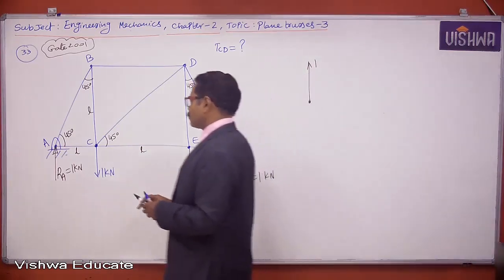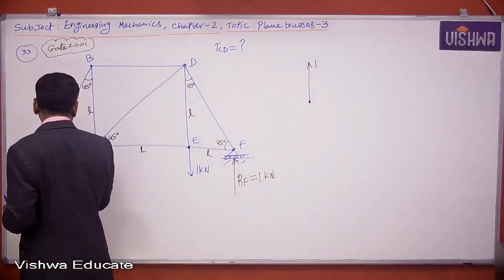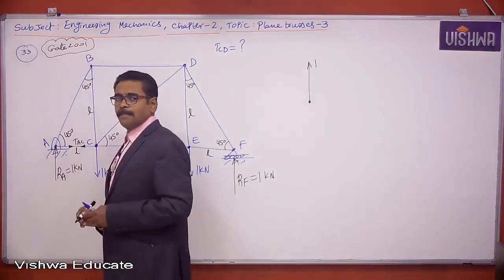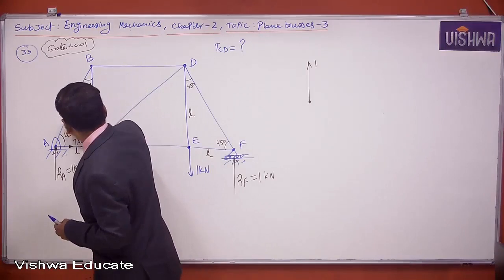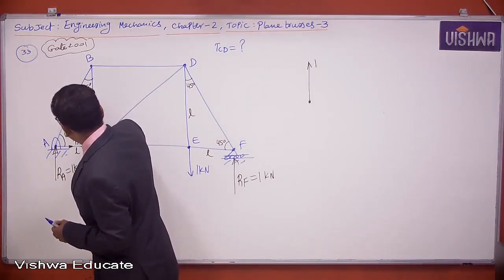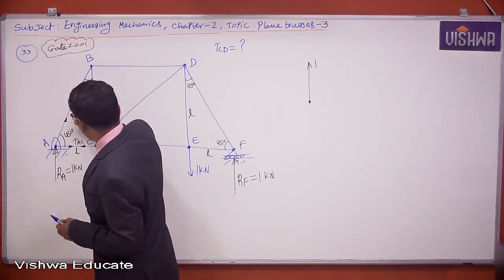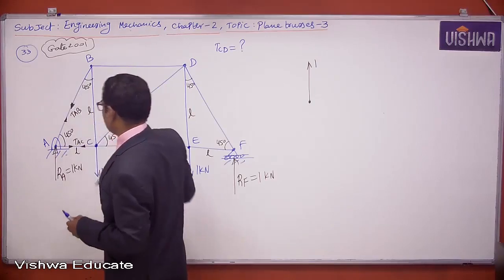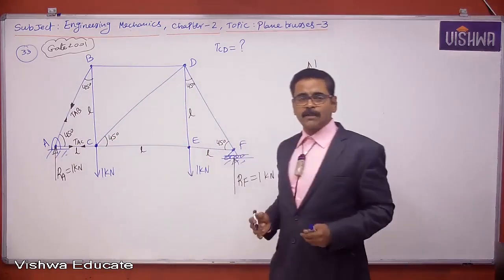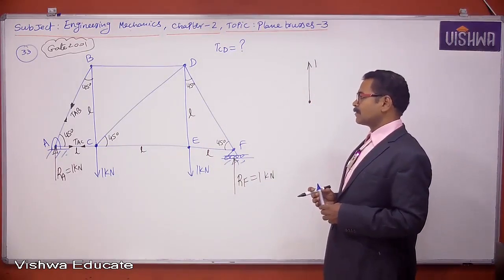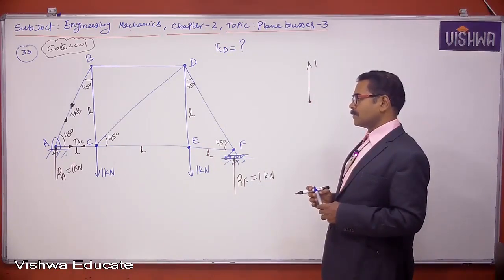And I assume member AC carries tensile force, and member AB also carries tensile force. I don't know whether they carry tensile or compressive force, but I am assuming both are carrying tensile force. This is TAB, this is TAC. When 2 arrows are approaching each other, it indicates tension. So I assume member AB carries tension, member AC also carries tension.